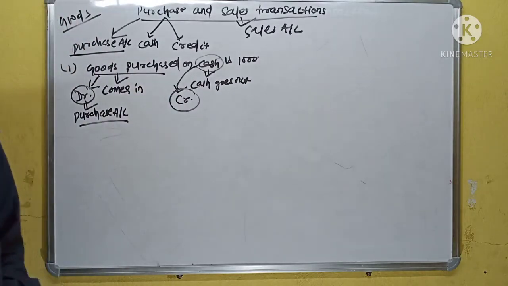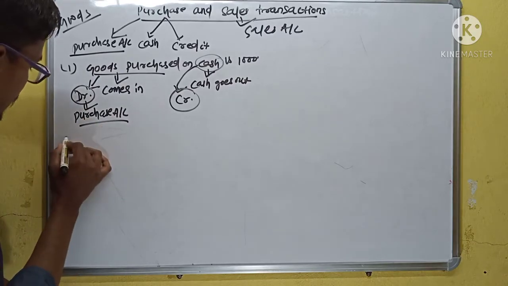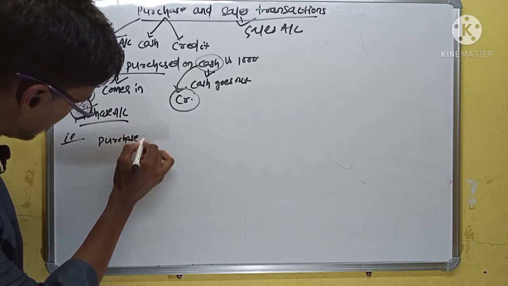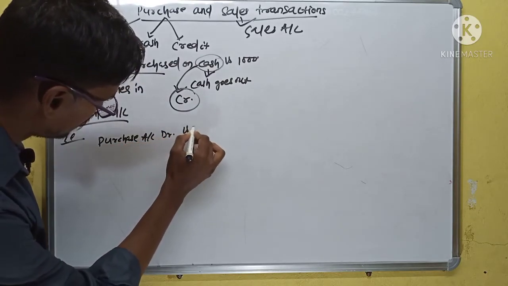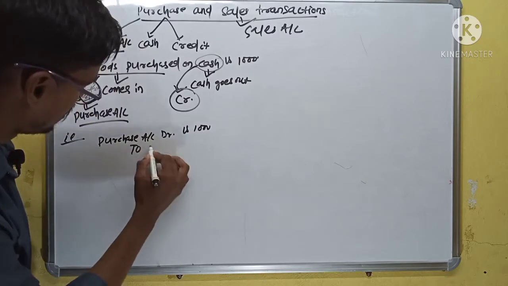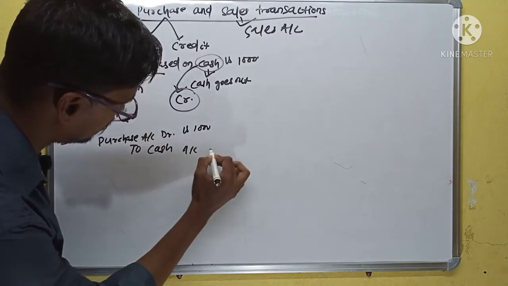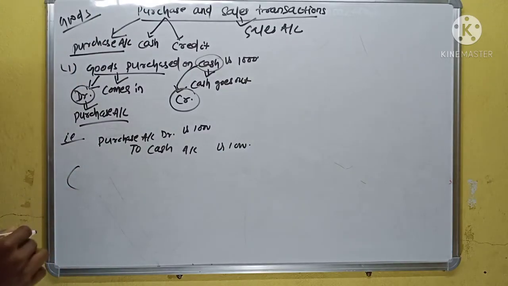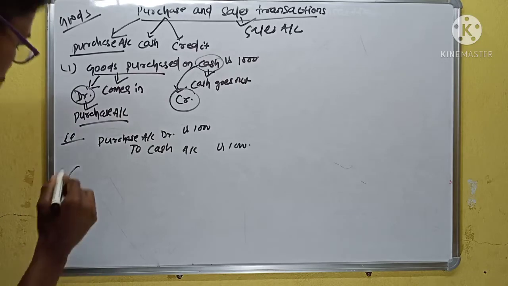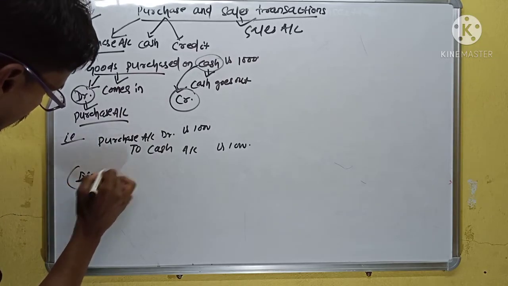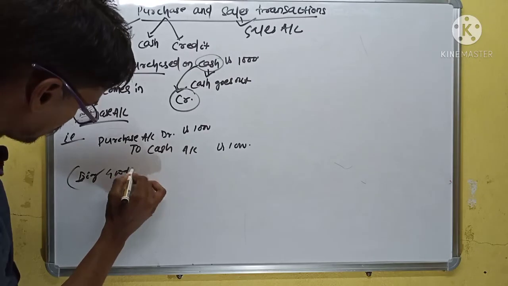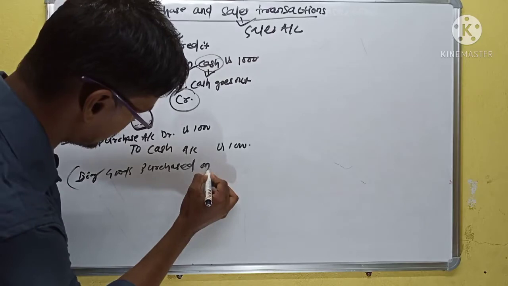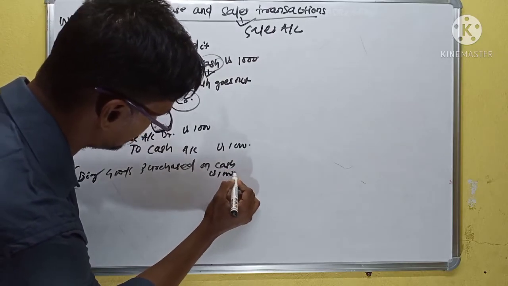And the journal entry of cash purchase, that is: purchase account debit rupees 1000 to cash account rupees 1000, and at the end of the journal entry, give a narration, being goods purchased on cash rupees 1000.